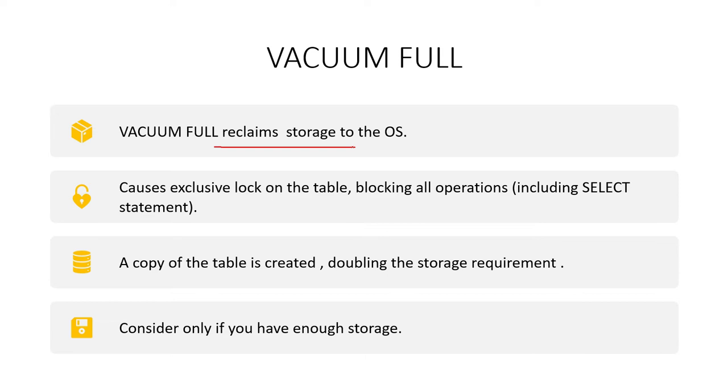But this is a very challenging task, because when you do the vacuum full, it is going to lock the table. That means it is a kind of complete downtime for your application. You cannot do any operations. Even select operations are not allowed. When you do the vacuum full, it is going to create a new copy of the table, so that those dead tuples will be completely removed. So you need to have double the storage, which is a challenging task in your production environment. This can only be done when you are going to refresh your entire system, and consider this only if you have enough storage. So most of the time this is not possible.